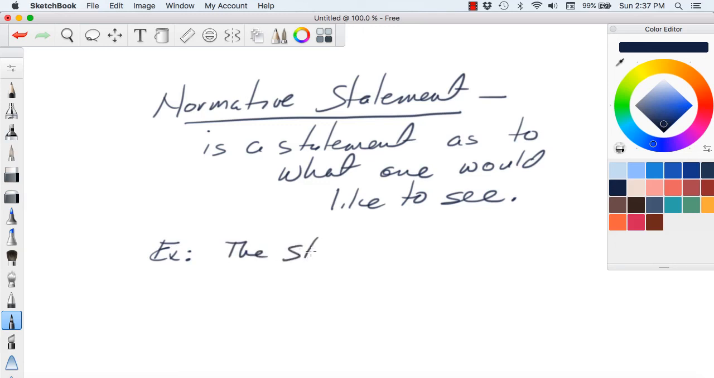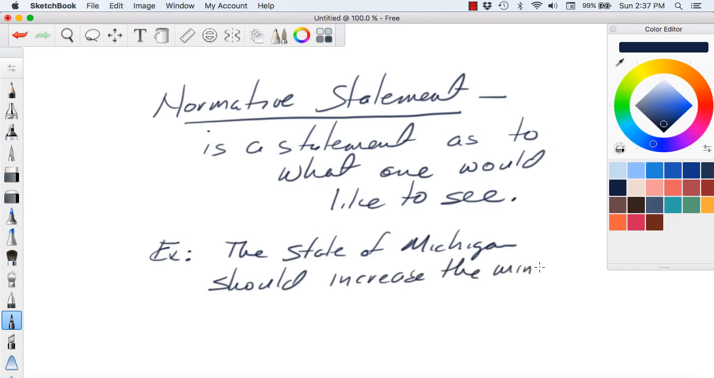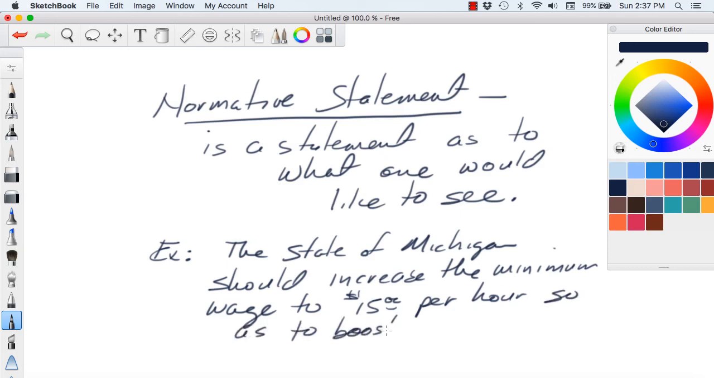The state of Michigan should increase the minimum wage to $15 per hour so as to boost the incomes of poor people. Okay, this statement is normative.